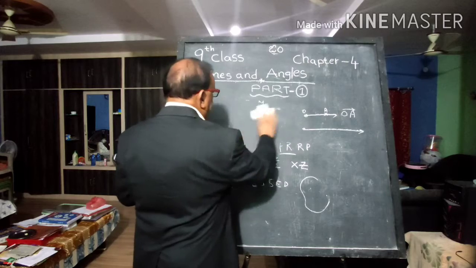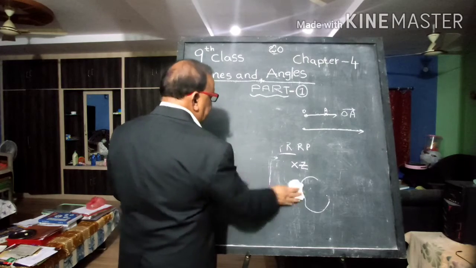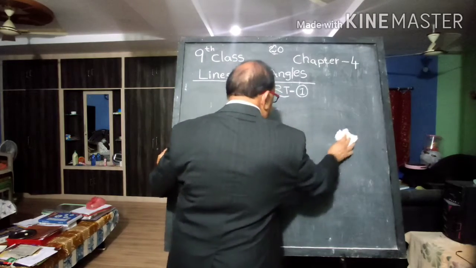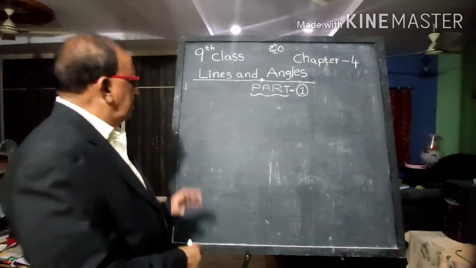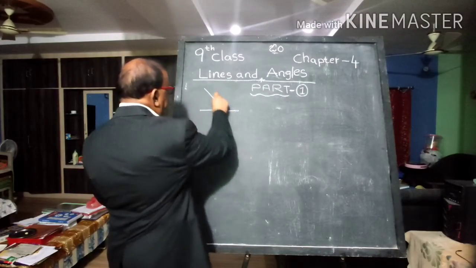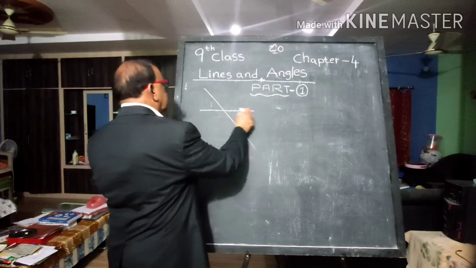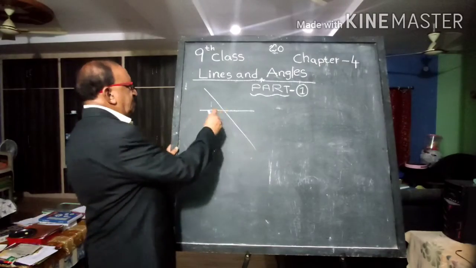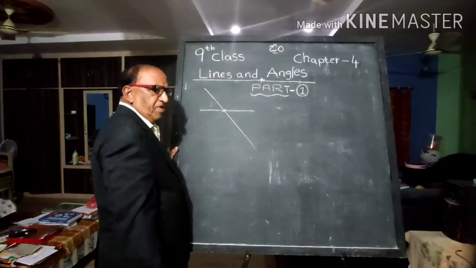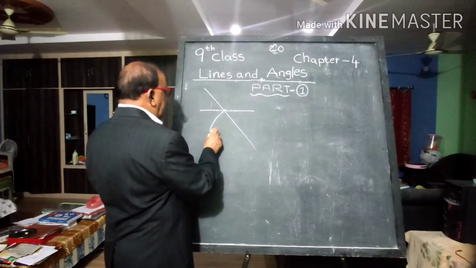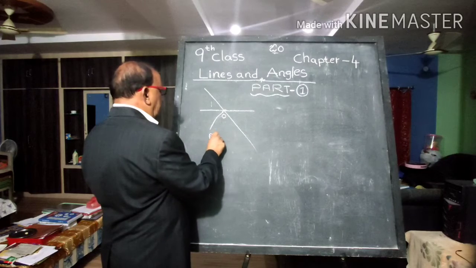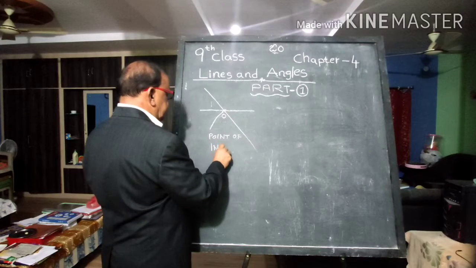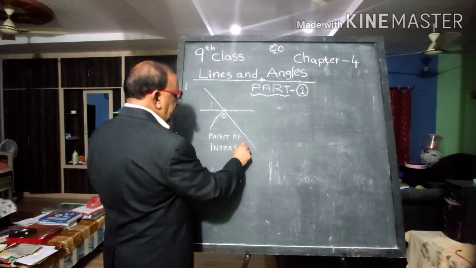when you have two lines, what kind of situations will you come across? Suppose you have one line here, and there is another line like this. That means you call these two lines intersecting lines. They are intersecting at a point O. This is called the point of intersection.